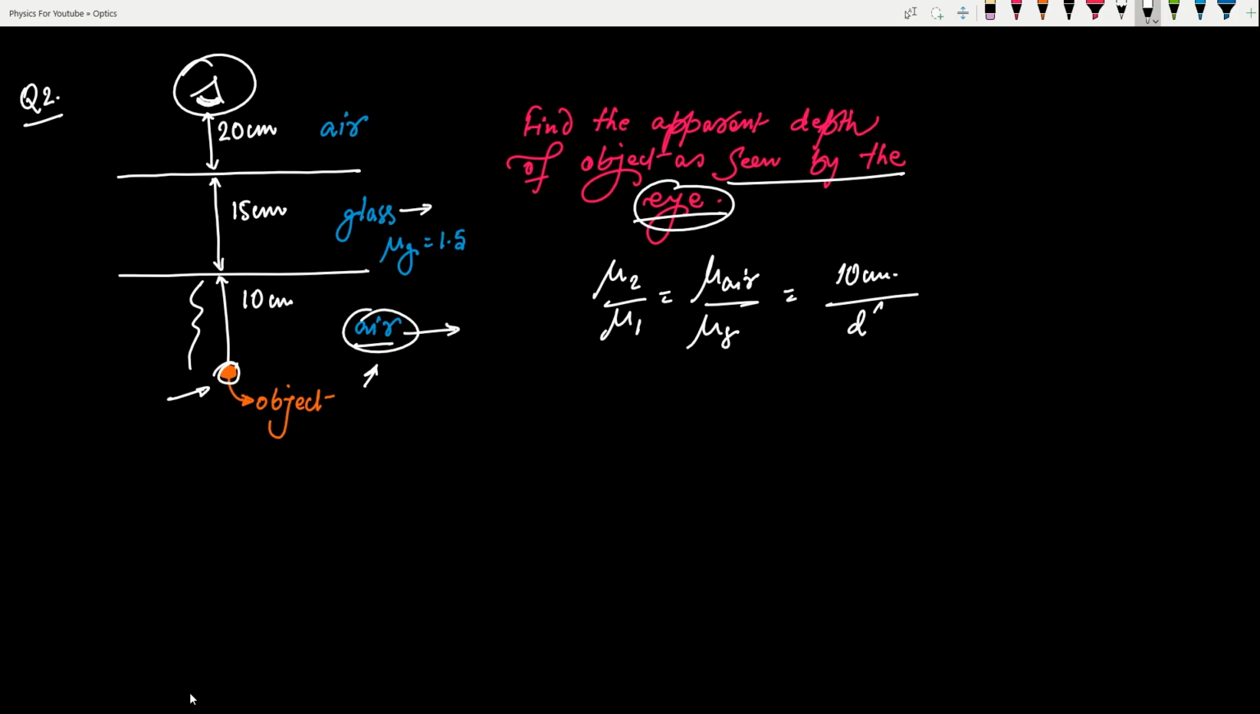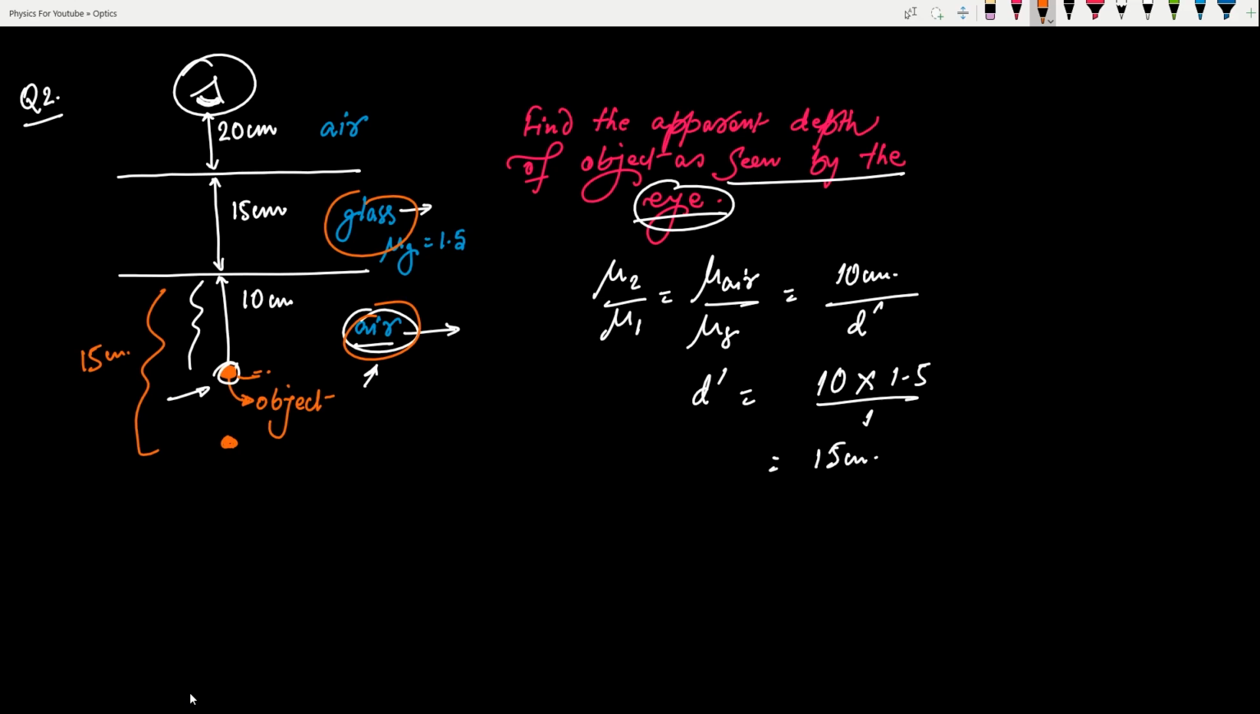Just forget about this medium, just take into consideration this medium. Now if you solve d dash from here, then we will get d dash is equal to 10 centimeter into mu g. Now mu g is 1.5 and mu of air is 1, so we will ultimately get 15 centimeter. Therefore the object will be somewhat here. Earlier it was 10 centimeter, now it will be 15 centimeter, for the combination of glass and air. Okay, this is clear.